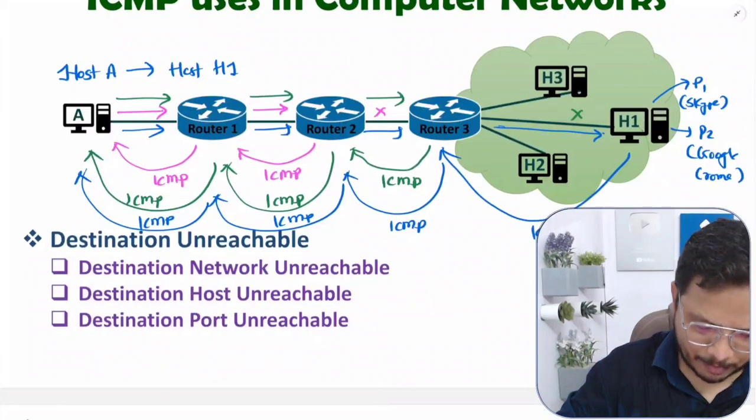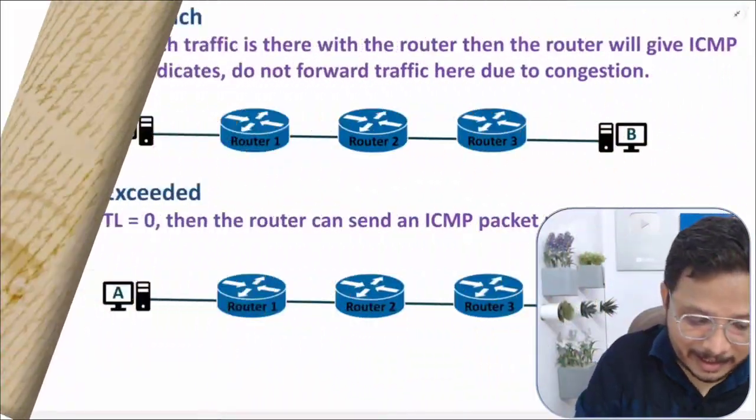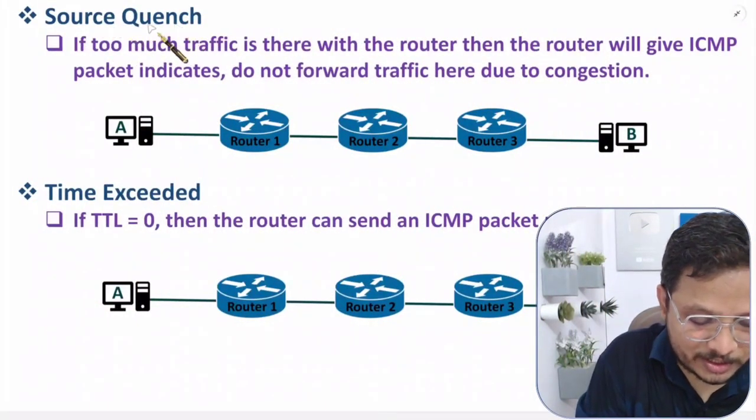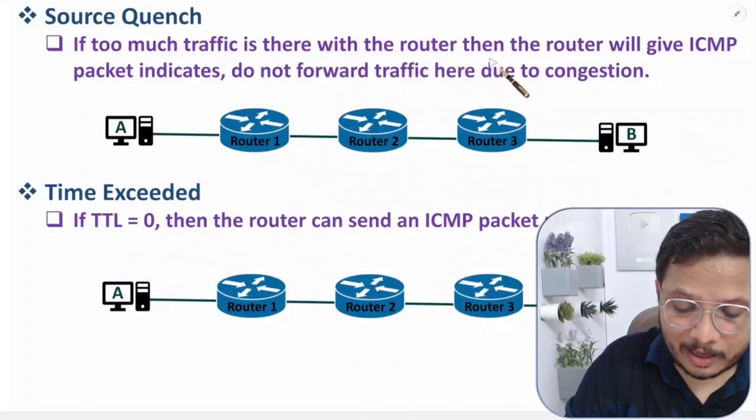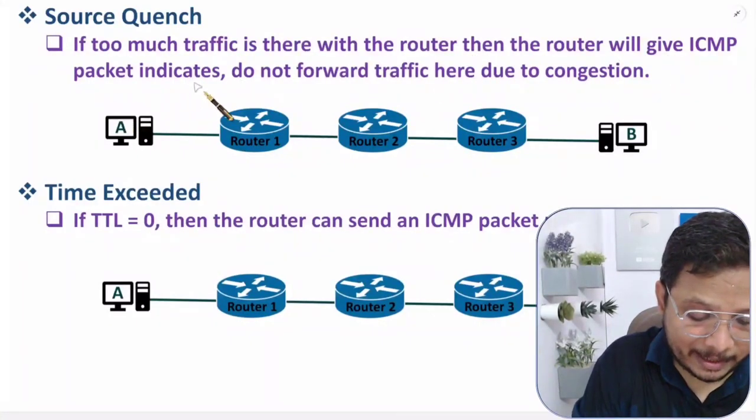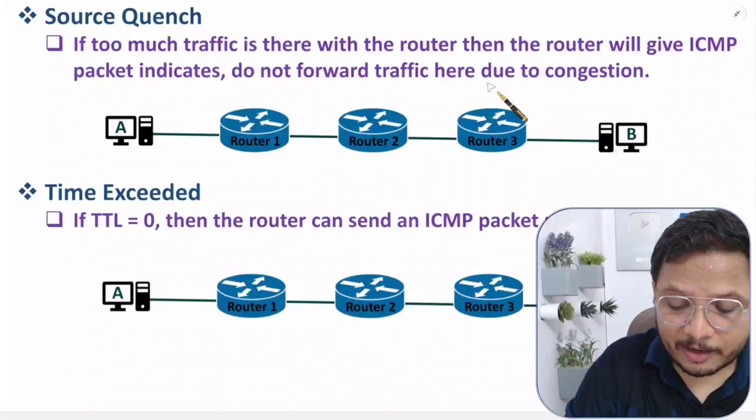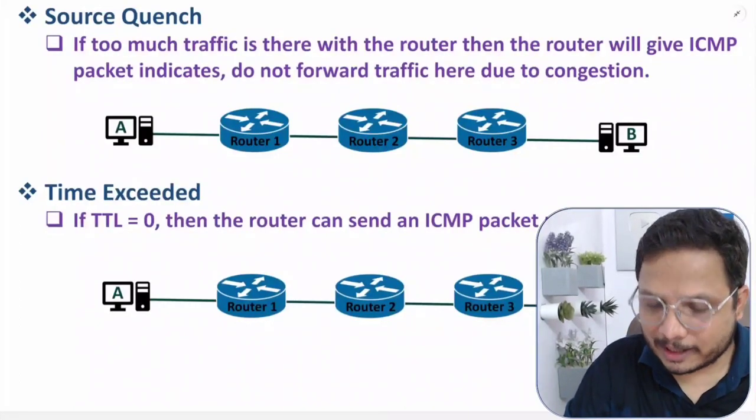Let us move on to next part, that is source quench. So let us try to understand how source quench is there. See, source quench, that is applicable if too much traffic is there with router, then router will give ICMP packet indicating do not forward traffic here due to congestion. Let me explain you an example.